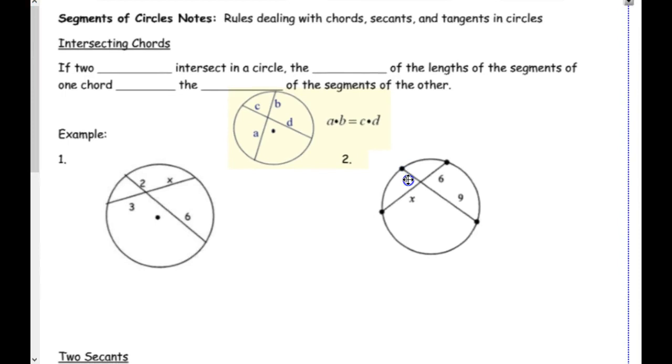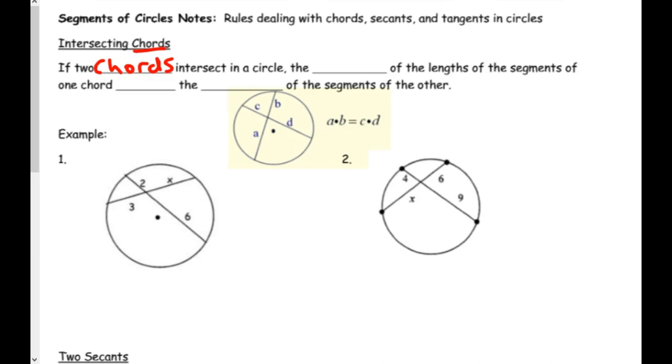If two blank intersect. So it's kind of obvious by the title of this little section. If two chords intersect. And if you remember the first day we did circles, we learned what a chord is. Does anyone know what a chord is? They can tell me right now. All right. Well, if you look at the picture right there, there's a hint. But a chord is a segment within a circle, right? The endpoints are on the edge of a circle. It has no arrowheads. It doesn't go outside the circle. It's all inside a circle.